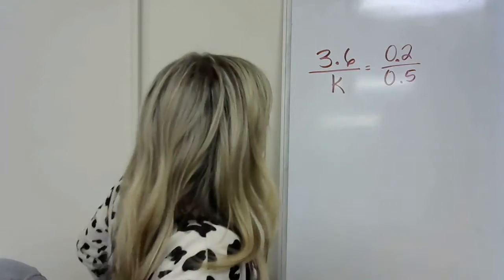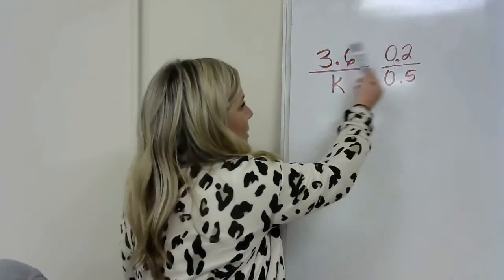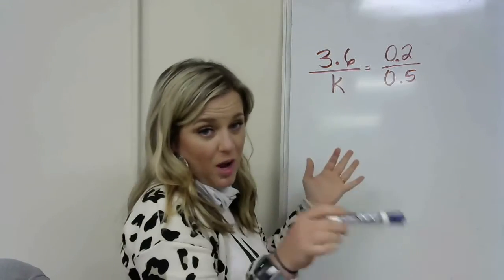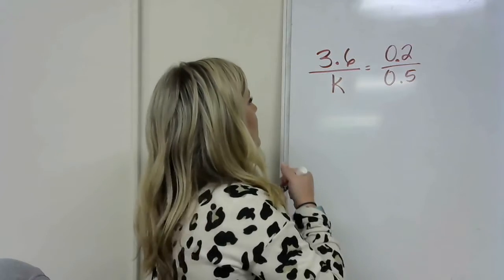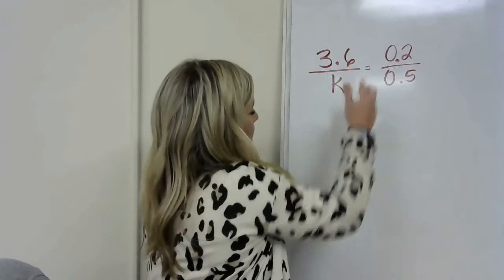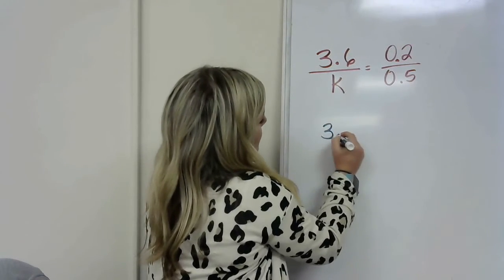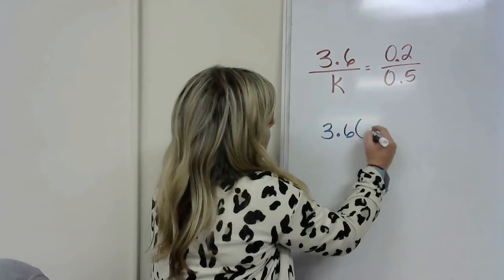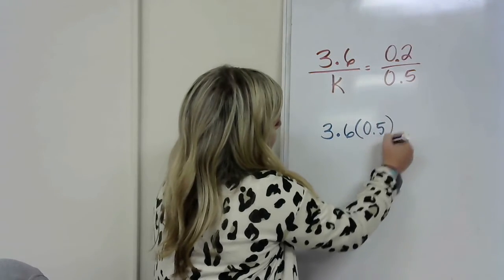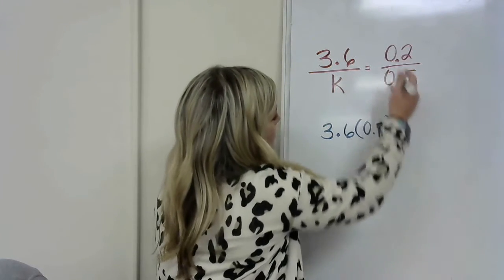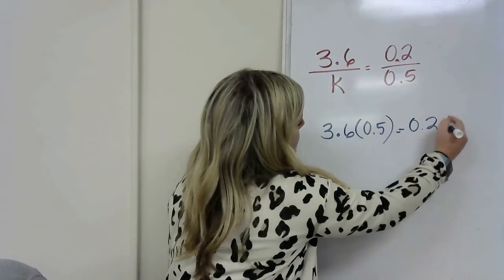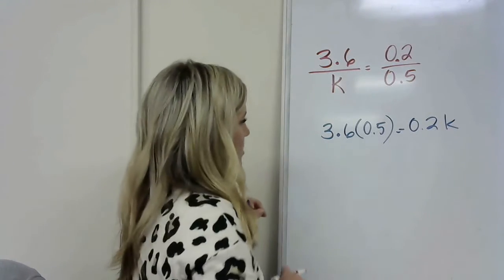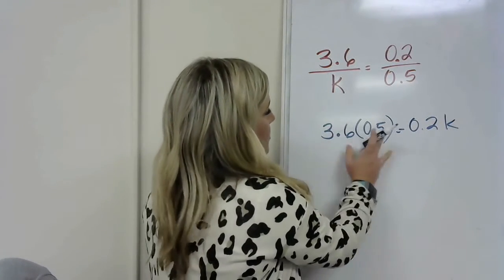So, I don't know how to get from here to here because the decimal is going to throw me off. So I'm just going to do it the fancy schmancy way. And I'm going to cross multiply what I can. So we have 3.6 times 0.5 is equal to 0.2 K. All right, so now I'm going to multiply these out.